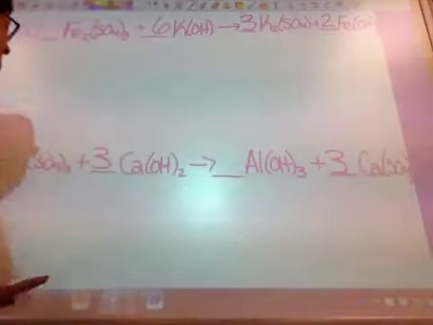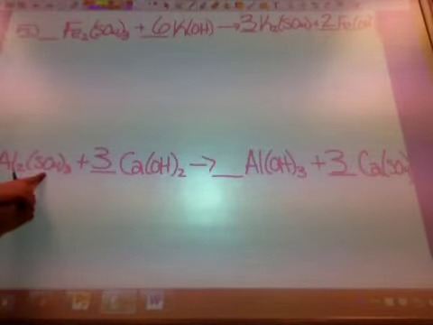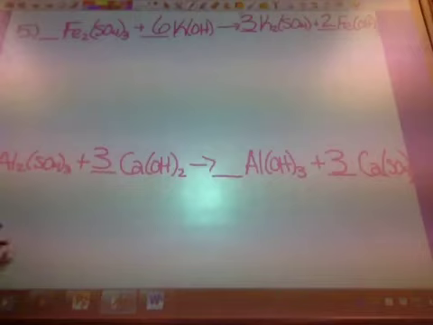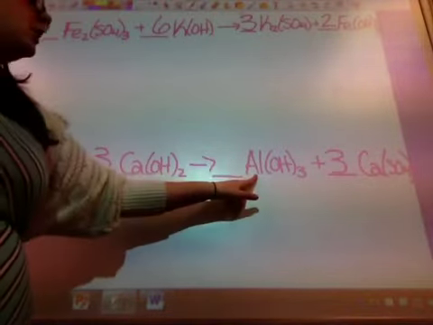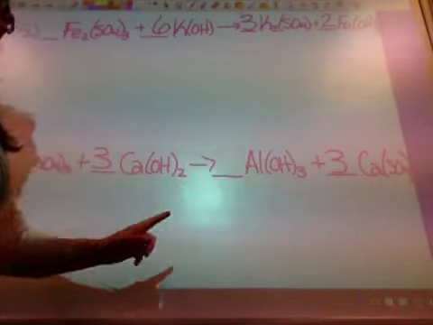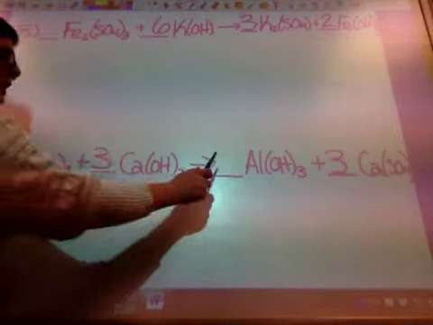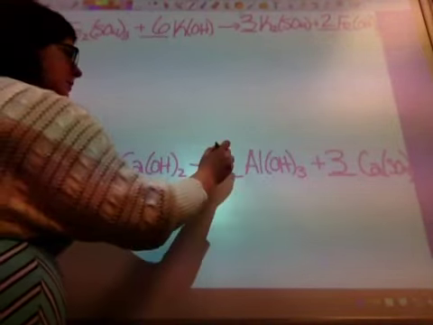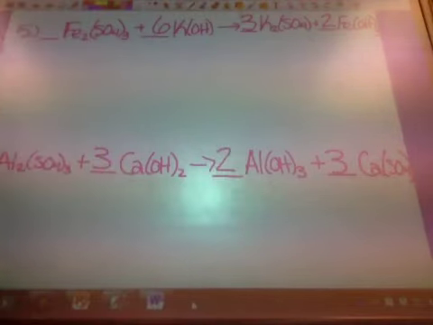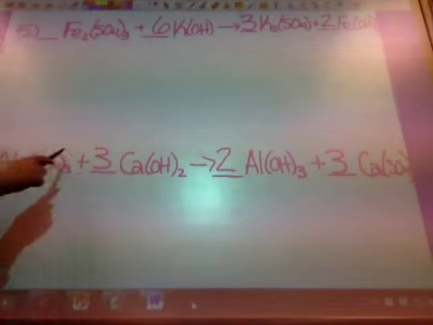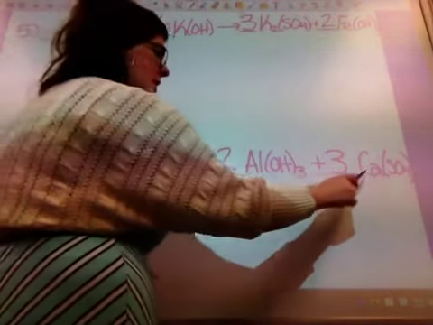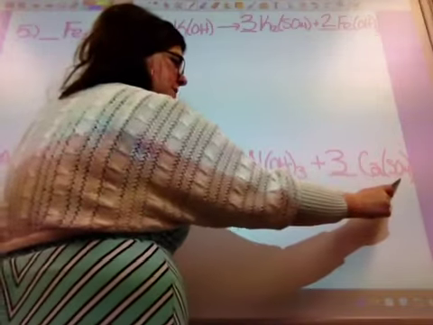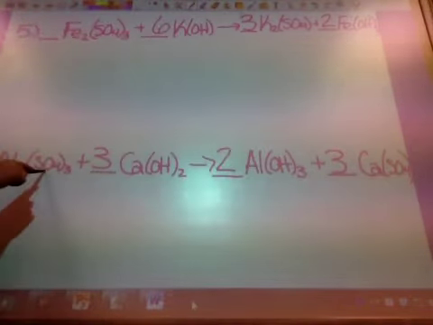3 SO4s, 3 SO4s. Okay, let's look at aluminums. I have 2 aluminum on this side, but I only have 1 aluminum on this side. What number will I write here? If I have 2 on this side and only 1 over here, I need to add a 2 there. So now I have 2 aluminums, 2 aluminums, 3 calciums, 3 calciums, 3 SO4s, 3 SO4s.